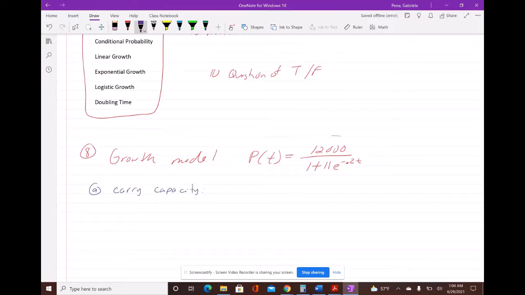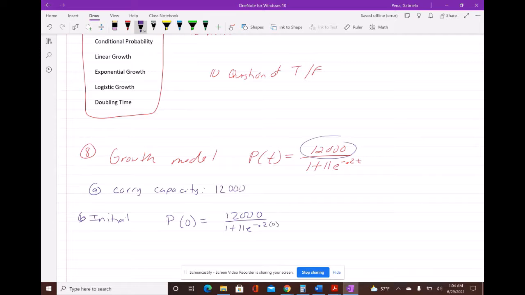The carrying capacity is always going to be whatever number is on top. That's what it is. Now, part B is going to ask you to find the initial. In order to find that, I have to find the initial at 0 time. So I would have to calculate this and put it into the calculator in order for me to be able to figure out what it is.